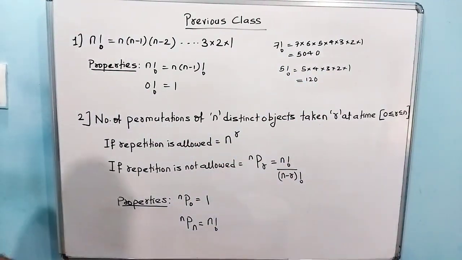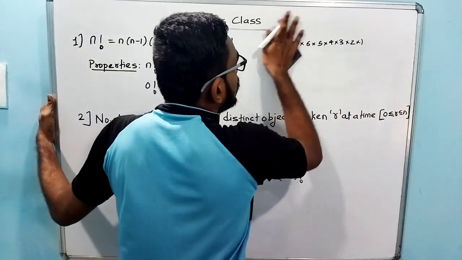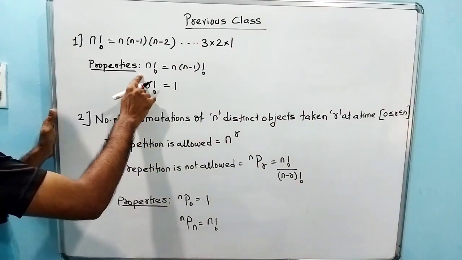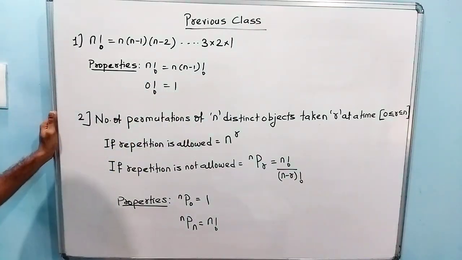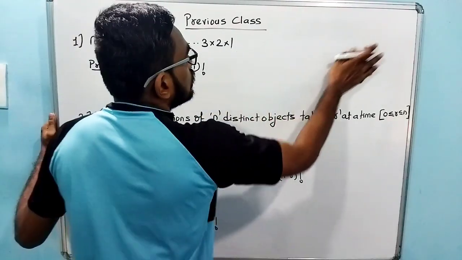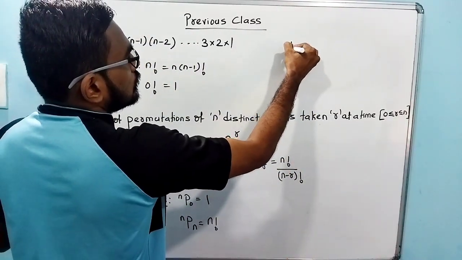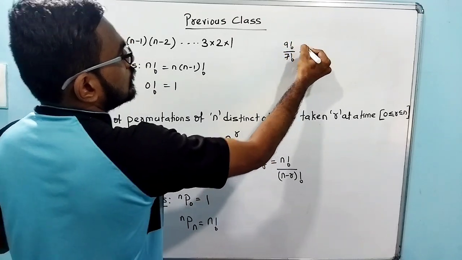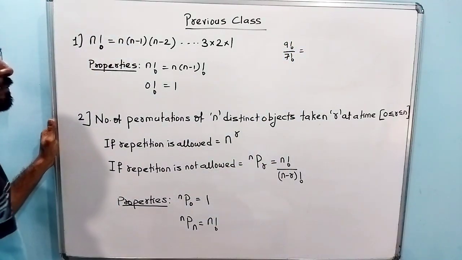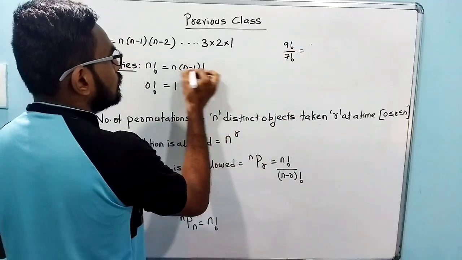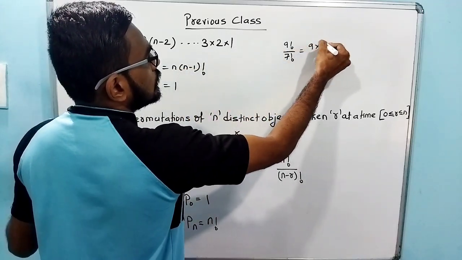Next, properties of n factorial. So first is n factorial is equal to n into n minus 1 factorial. This property we use while solving problems. For example, if we are given 9 factorial upon 7 factorial and you have to simplify this, what you have to do? We can use this property. So 9 factorial I can write, with the help of this property, as 9 into 8 factorial.